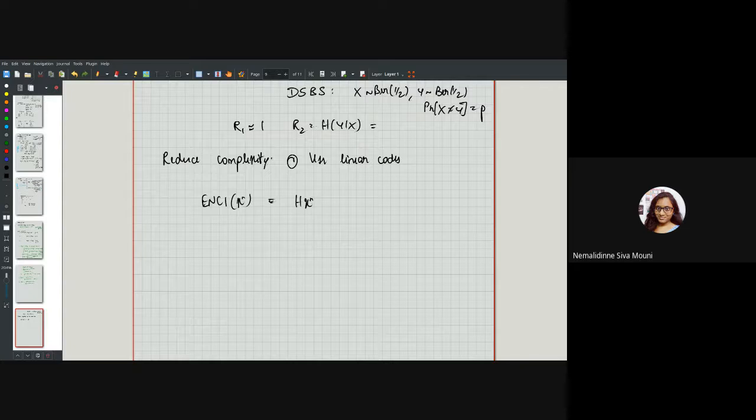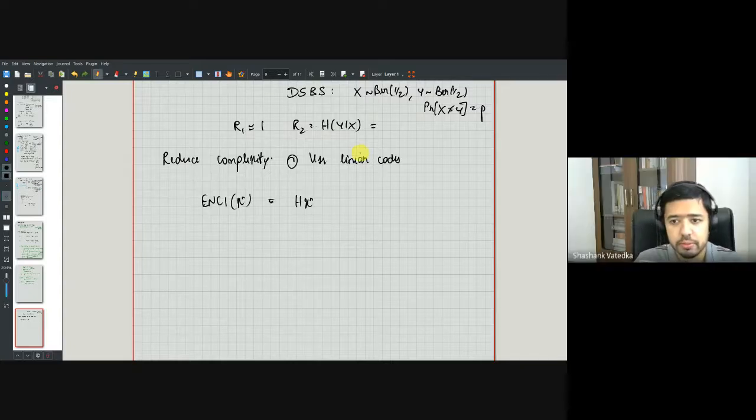So it's H2 of p. Right. So this is the rate that we want to achieve. Okay. So the way we are going to do it is the following.